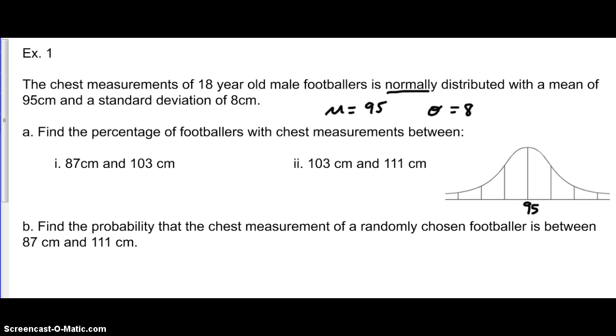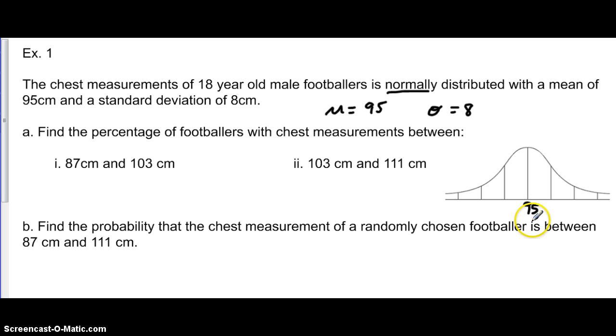All right, so whenever you see a question with normal, this is one of the first things you'll be thinking about. And I'm just going to read our question and talk through how to do this problem. The chest measurements of 18-year-old male footballers is normally distributed with a mean of 95 centimeters and a standard deviation of 8. So the first thing you're realizing, okay, it's normally distributed data, and the mean is 95, and our standard deviation is 8. And whenever I see normal, I'm going to be thinking about this curve.